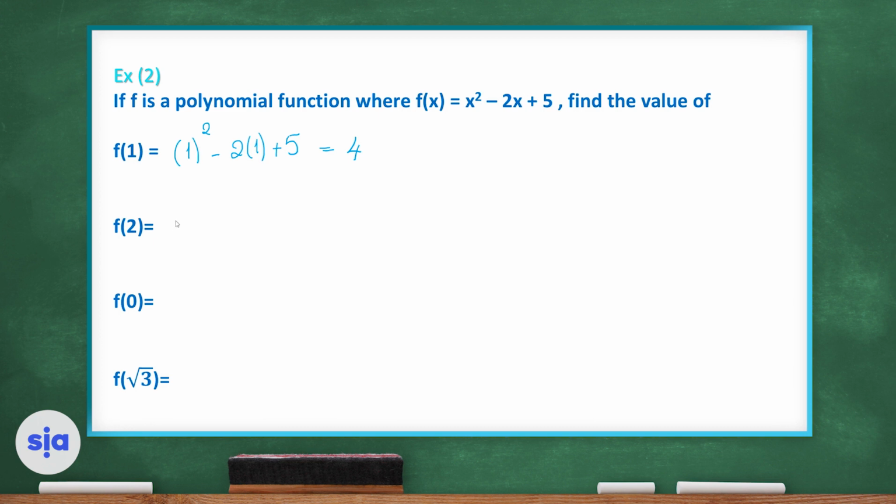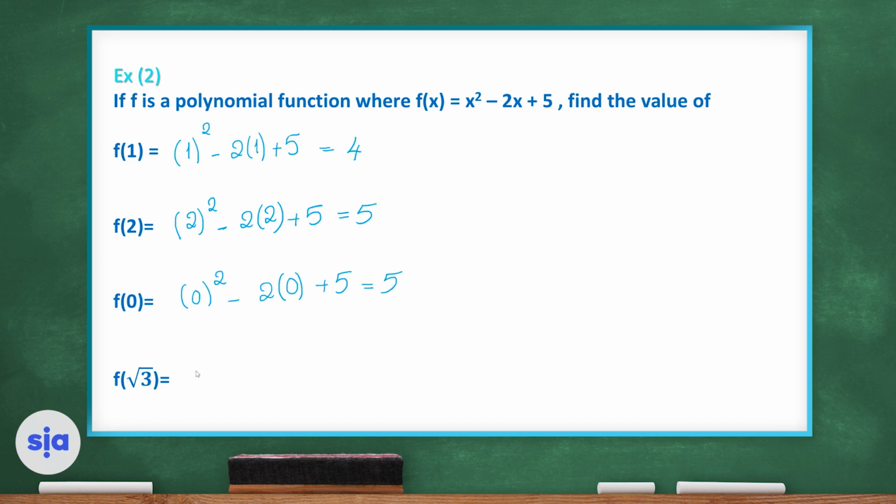Here in question 2, we're going to replace each x by 2. So it's 2 squared minus 2 times 2 plus 5. If you do your calculations, the answer here will be 5. The same thing will be here, 0 all squared minus 2 times 0 plus 5. It's also equal to 5.